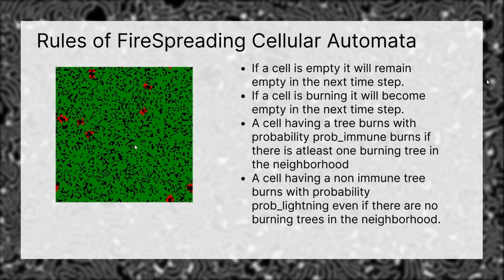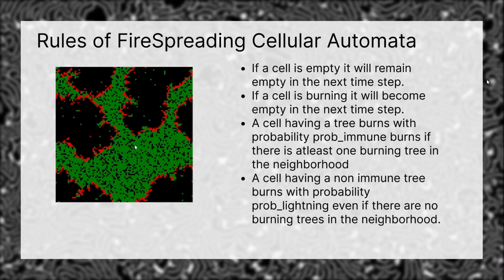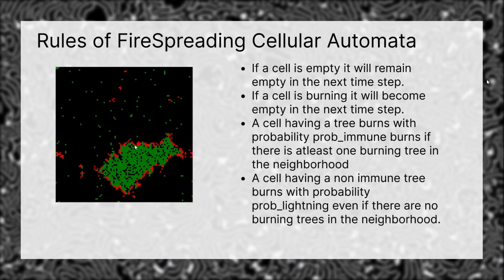Now, to initialize the cells with these values, we will employ two probabilities: prop tree, which is the probability that a tree initially occupies a cell, and prop burning, which is the probability of the tree initially burning if a tree is present at that cell.